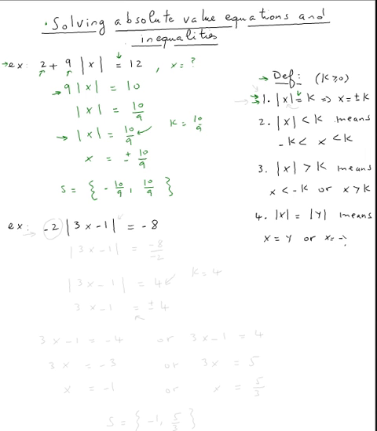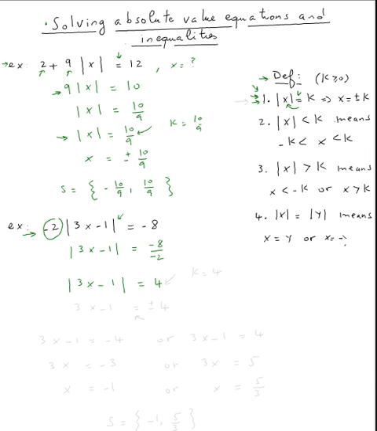Second example, same thing, we have equality, we have one absolute value, so we're going to use number 1. But before we can use number 1, if you look at the left side of the equality, we have only the absolute value of a number. So we need to get rid of this negative 2. How do we do that? Divide both sides of the equation by negative 2, and you get 3x minus 1 is equal to negative 8 over negative 2, which means 3x minus 1 is equal to 4.